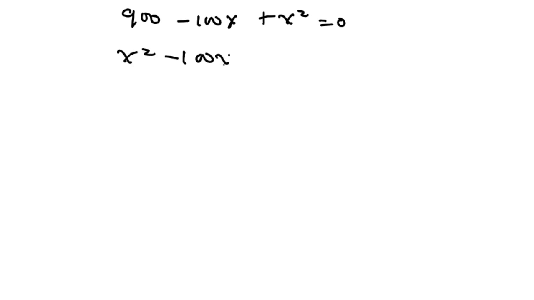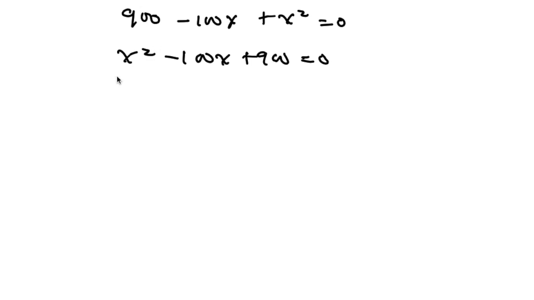Then I can simplify it further. 900 minus 100x plus x squared equal to 0, or I can rewrite it this way: x squared minus 100x plus 900 equals 0. Alright, remember we need to find what is x, so that we know how much quantity gives you the break-even condition, or profit equivalent to 0.